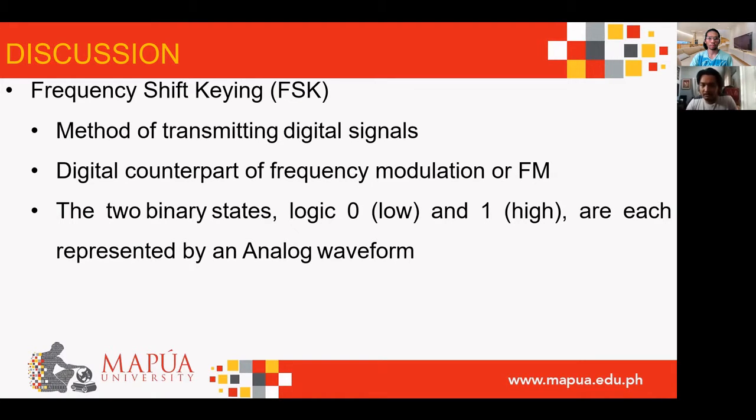FSK is also known as binary frequency shift keying or BFSK. The frequency shift keying theory below describes what is happening in the frequency shift keying modulation. In FSK, there are two binary states, which are logic 0 for low and 1 for high. And each of these is represented by an analog waveform.